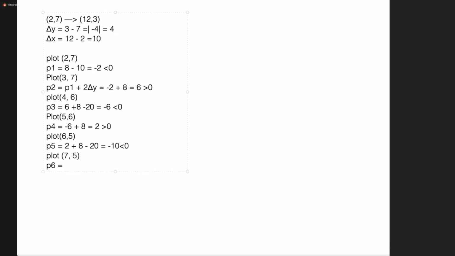P6 will be calculated: negative 10 plus 2 delta y, which is 8. Again, it is negative 2, less than 0. Therefore, we plot 8 comma 5. And then P7 is calculated: negative 2 plus 8 is 6, and it is greater than 0. Therefore, we plot 9, and we reduce 1 from 5, so 9, 4. And we calculate P8.